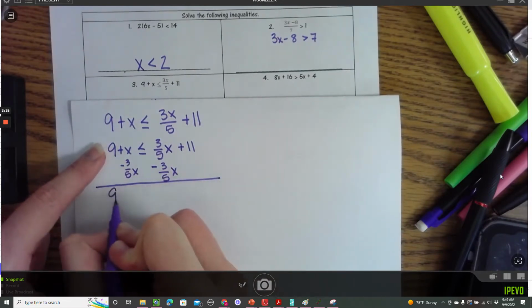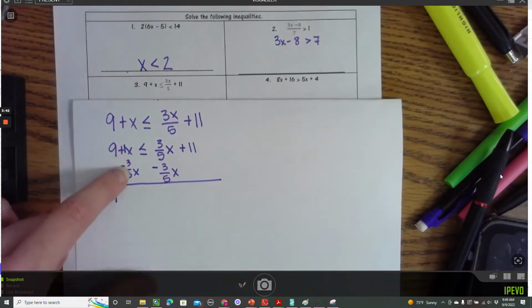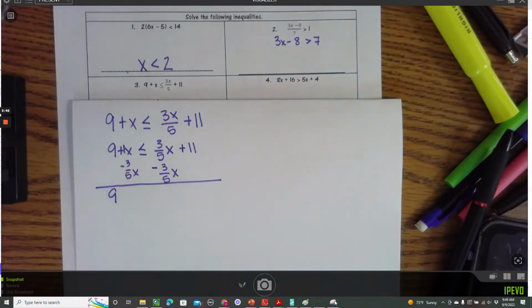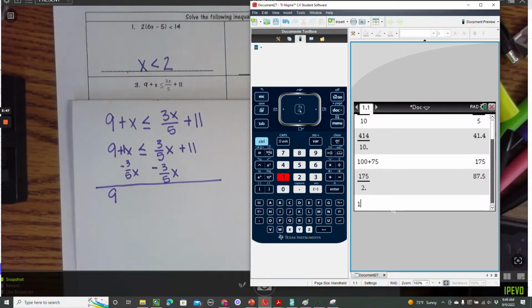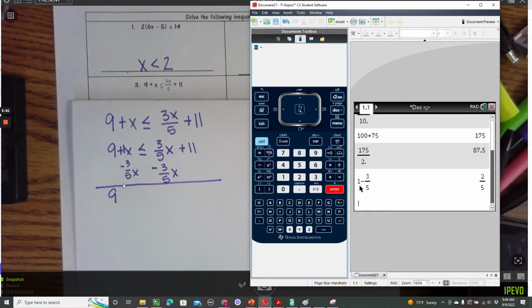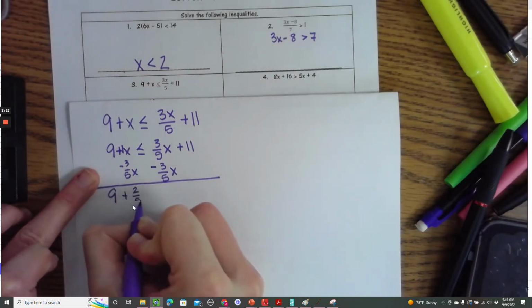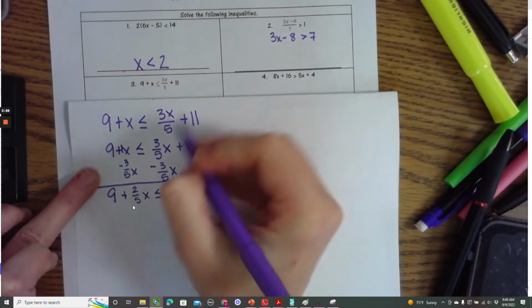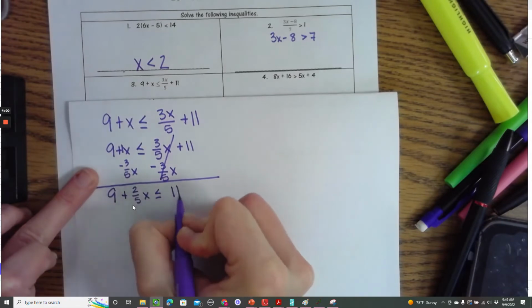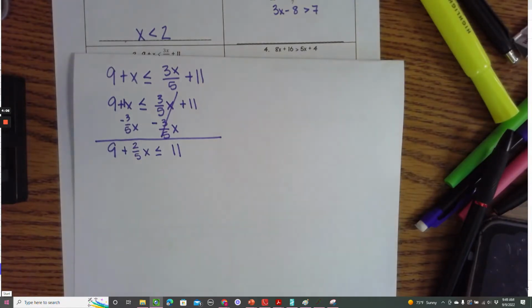Okay, so this is a 9. Remember, there's an imaginary 1 here. So what I'm going to do is 1 minus 3/5. Just the coefficients, just the numbers. And I get 2/5. So now I have 9 plus 2/5 x. This cancels. And now I'm back down to a two-step equation. So with multi-step equations, your first goal is to turn it back into a two-stepper.